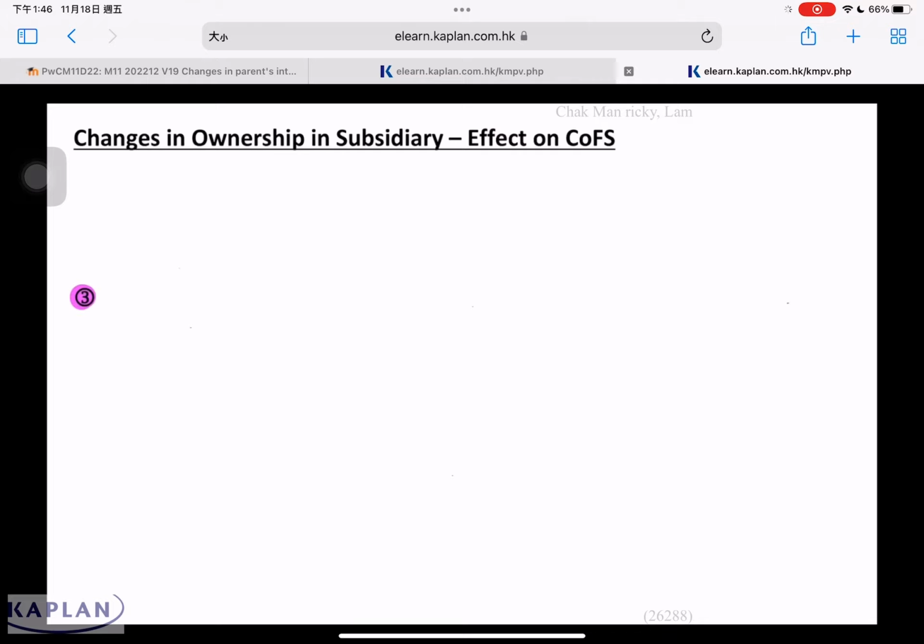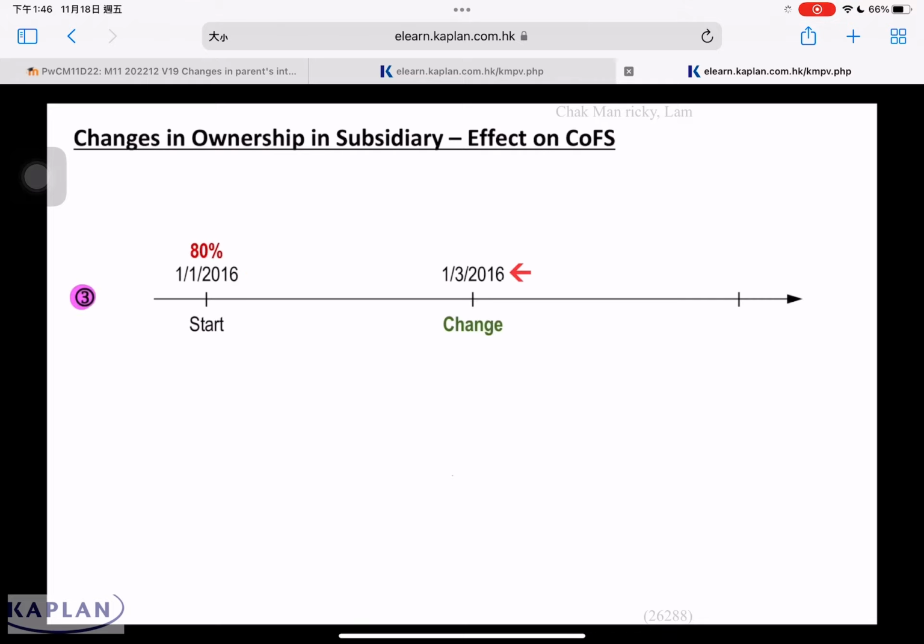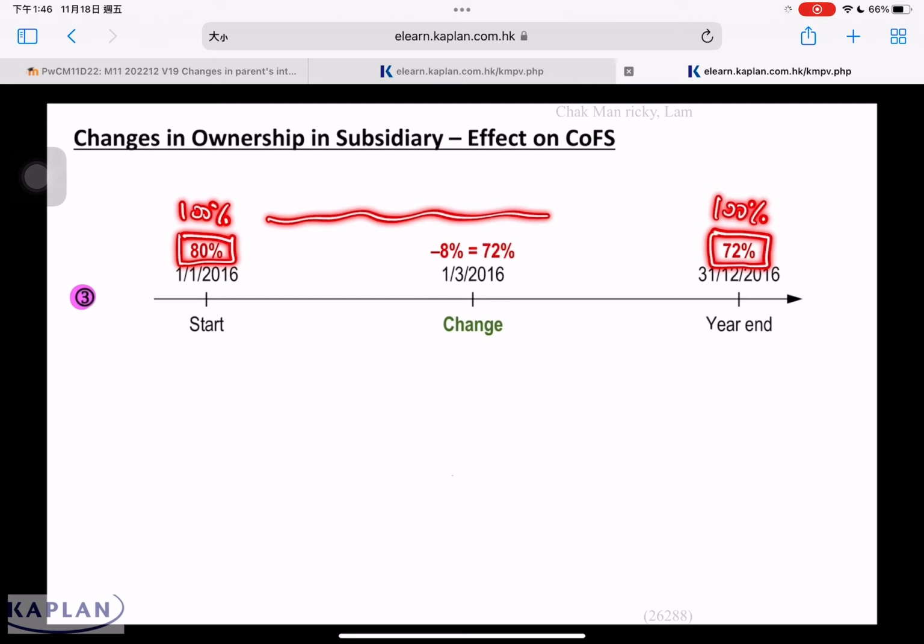Now we look at case 3. Case 3 mentioned that before that, AB has 80% in XY. And on 1st March, there's a disposal of 8%, equal to 72%. So this 72% will be 72% from 1st March to the year end. This is the date of the change. 80% will give us control. 72% also gives control. We have the same control for the entire year.